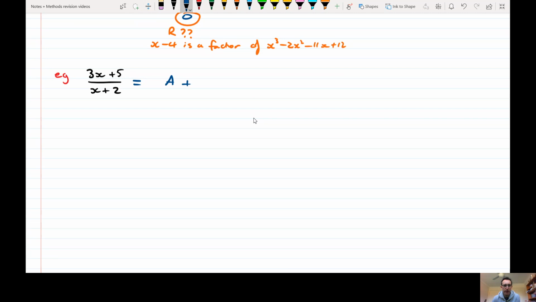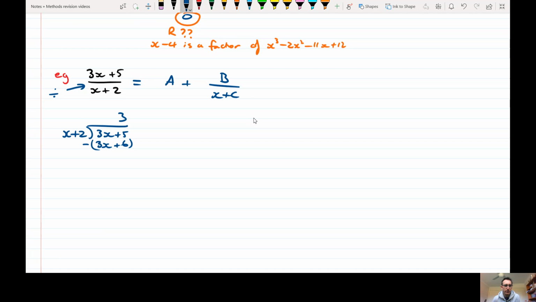Last one. This has often come up in Year 12 exams and students are asked to write this in the form a plus b over x plus c, and students have no idea how to do it. What you have to remember is that fraction line means divide. So let's write it out as a division. You get that? 3x divided by x is 3. And then we multiply it down. It's the shortest long division ever.